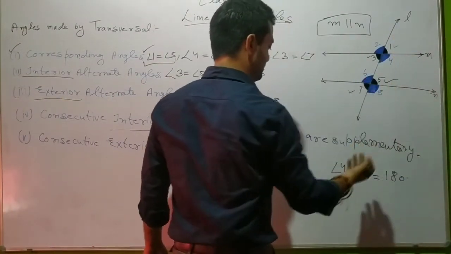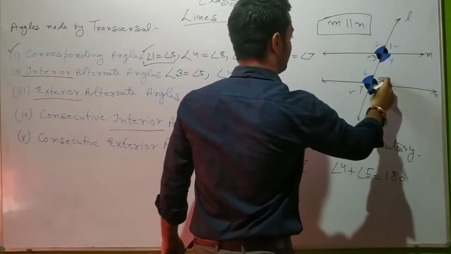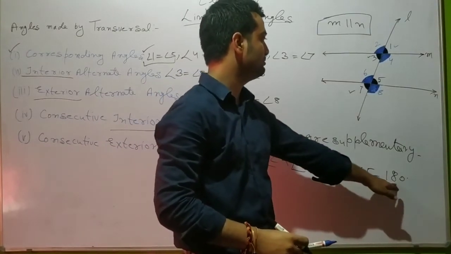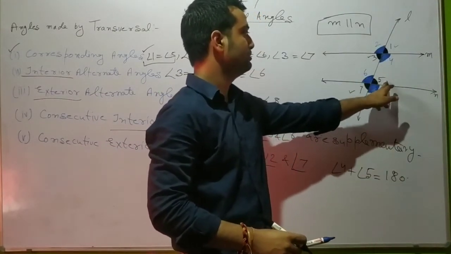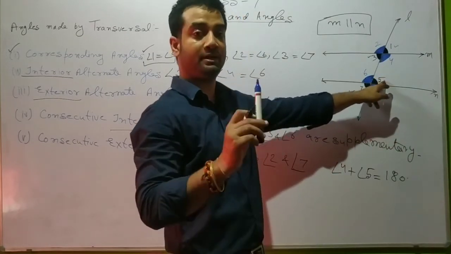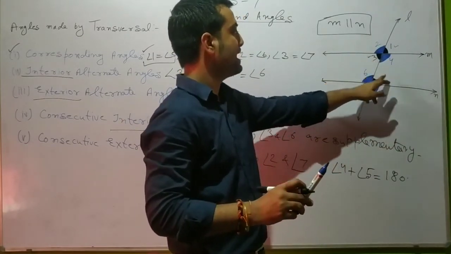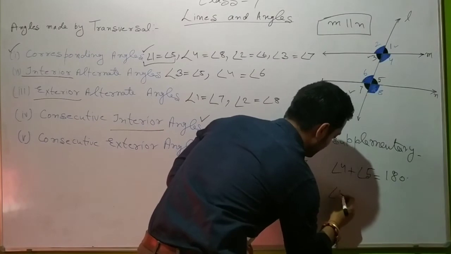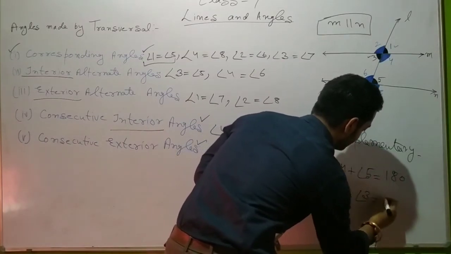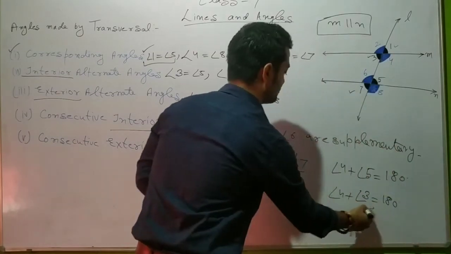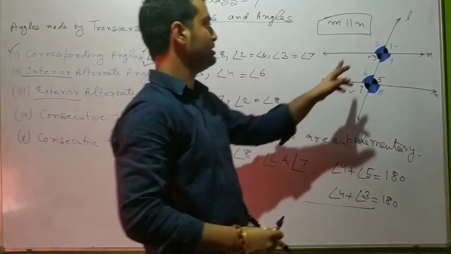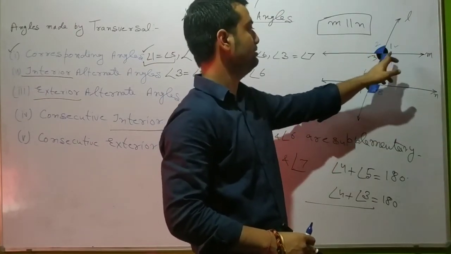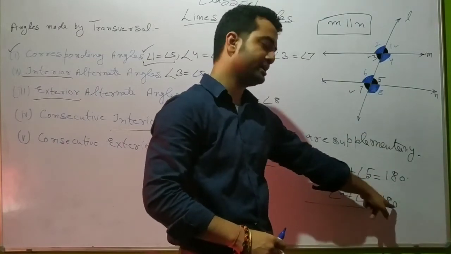If we look at the figure, by the consecutive interior angle property, we have stated that angle 4 plus angle 5 will be equal to 180 degrees. We also know that by interior alternate angles, angle 5 is equal to angle 3. So, in the place of angle 5, we can write angle 3. If you look at the figure, angle 3 and angle 4 are a linear pair. It means angle 3 plus angle 4 will be equal to 180 degrees.